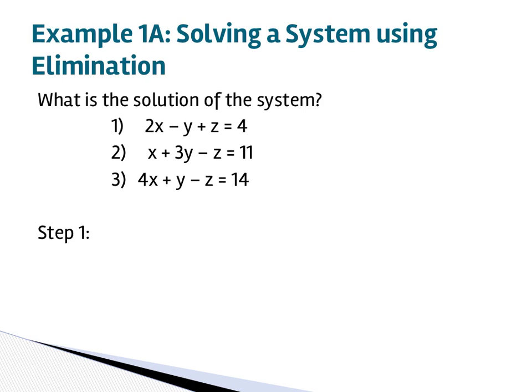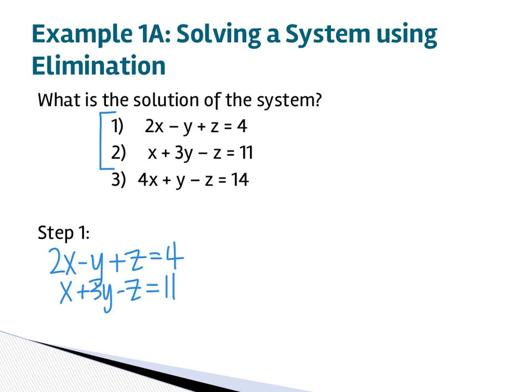Okay, so I'm going to give you a system of 3 linear equations, and you are going to solve them. The first thing you want to do is eliminate one of the variables. So I'm going to pair up these two equations. 2x minus y plus z equals 4, and x plus 3y minus z equals 11. I'm going to add them together and eliminate z. So 3x plus 2y equals 15.